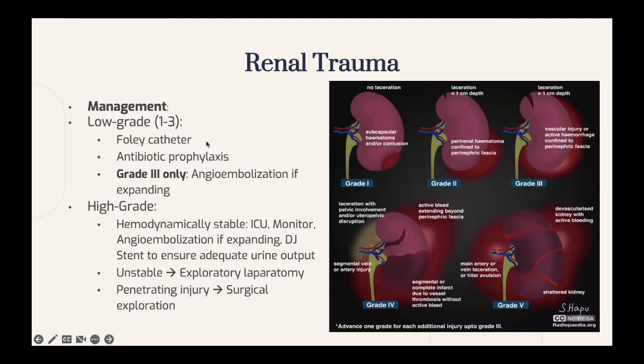So how do we approach these cases? Low grades from 1 to 3, we first start with a Foley catheter. We give antibiotic prophylaxis. And for grade 3 only, especially if the hematoma is expanding, we do angioembolization to stop further bleeding. As for high-grade renal trauma, hemodynamically stable patients, we do ICU. We admit him to ICU.